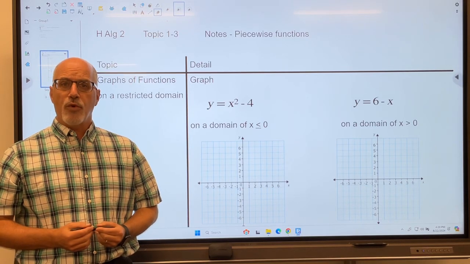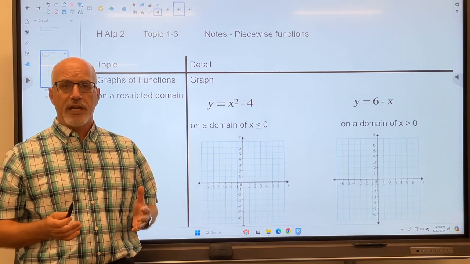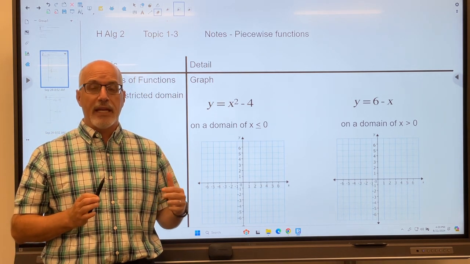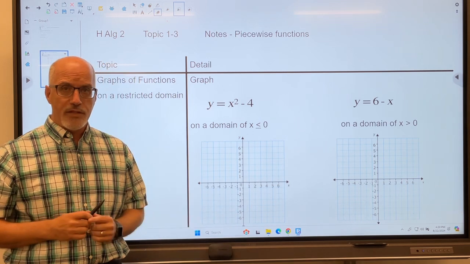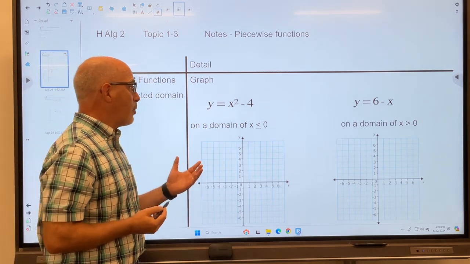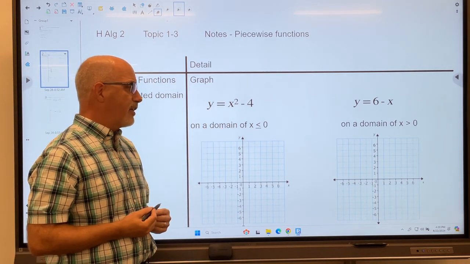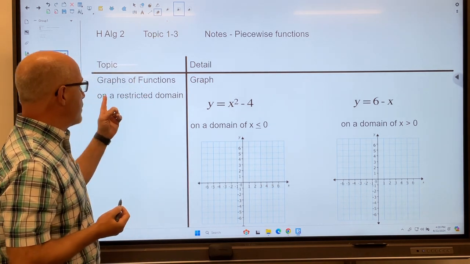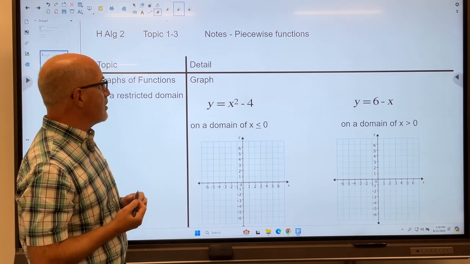We are going to explore piecewise functions. So our objective is that we can take certain functions, restrict the domain, and create a piecewise function out of it. So let's start with a couple functions, and then we're going to do them separately and then combine them. So these will be the graphs of functions on a restricted domain.